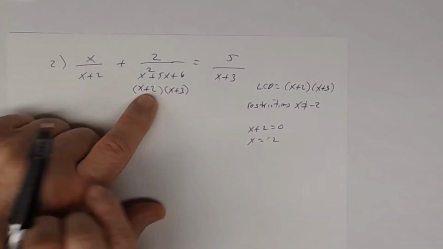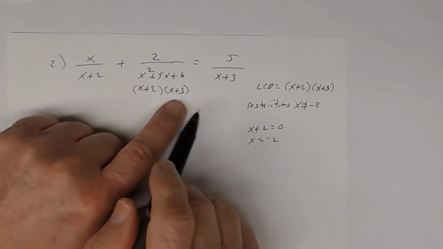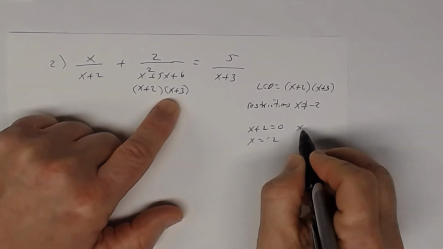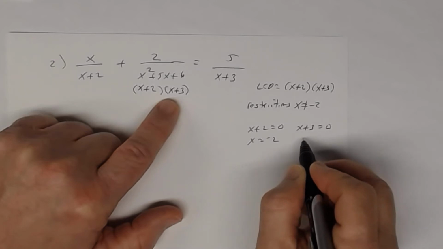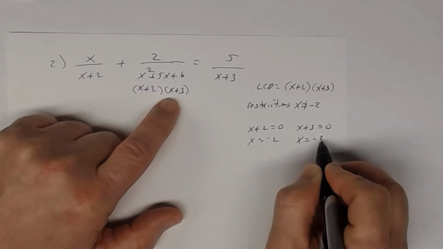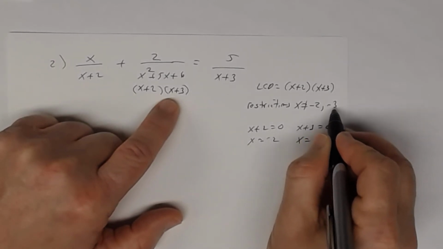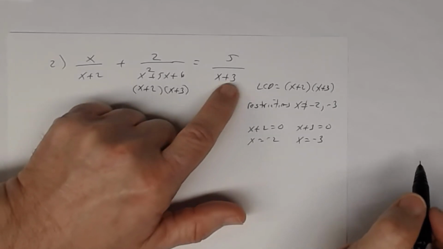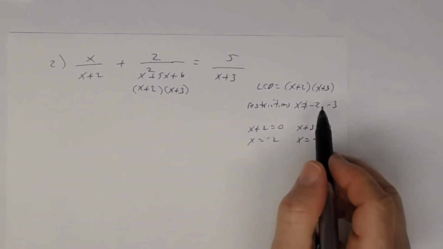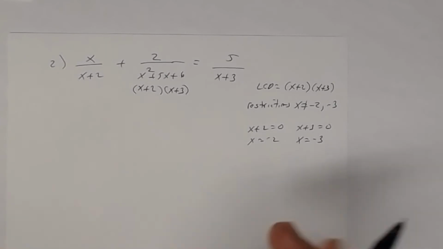The next factor you see is x plus 2. I already took care of that. The next factor you see is x plus 3. So where's that equal to 0? Well, x plus 3 is equal to 0 when x equals negative 3. So there's the other restriction. And then over here, I already took care of that. So there are two restrictions, negative 2 and negative 3.